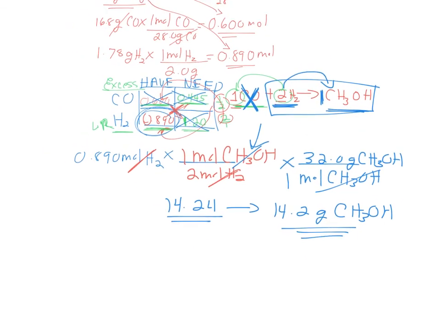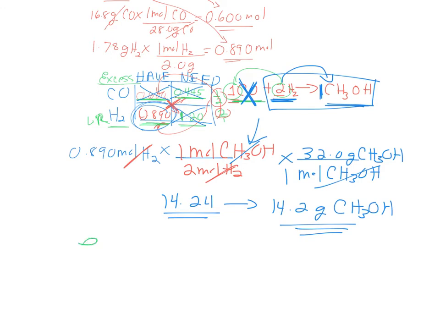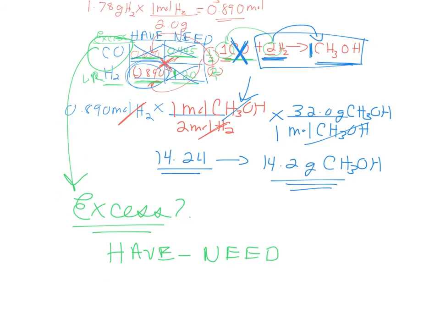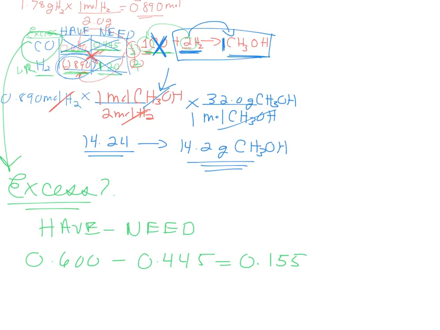Now, there's one more thing we want to calculate, and that is how much excess. The excess, remember, was the CO right here. So you take what you have minus what you need, which is going to be in moles, and then you convert it to grams. So we're going to have 0.600 minus 0.445. 0.600 minus 0.445 is 0.155, and remember that that's in moles.